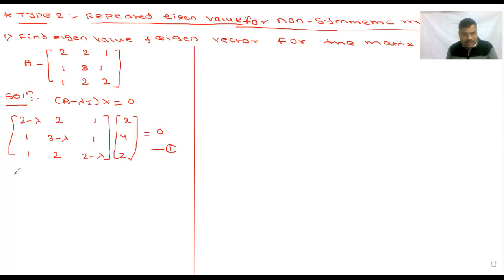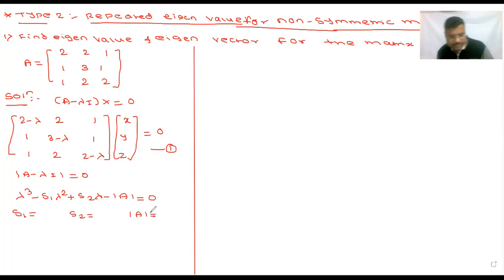Now we find the characteristic equation. Determinant of A minus lambda I is equal to 0. The characteristic equation we write as lambda cube minus s1 lambda square plus s2 lambda minus determinant of A equal to 0. So from that equation, what is s1? What is s2? And what is the determinant? Tell me one by one.